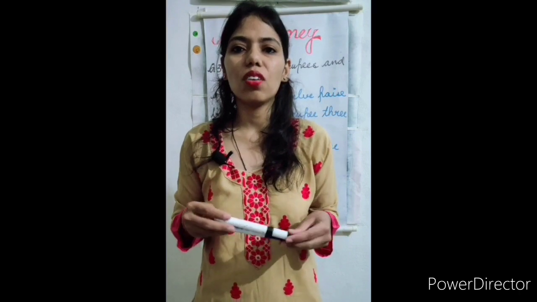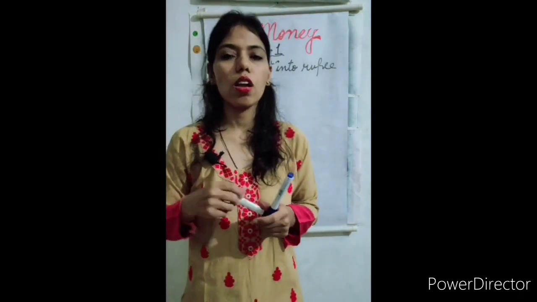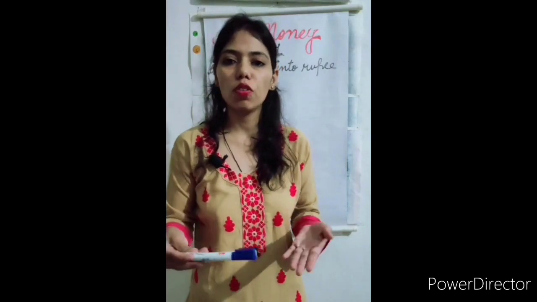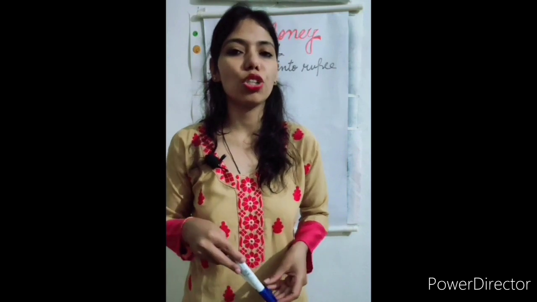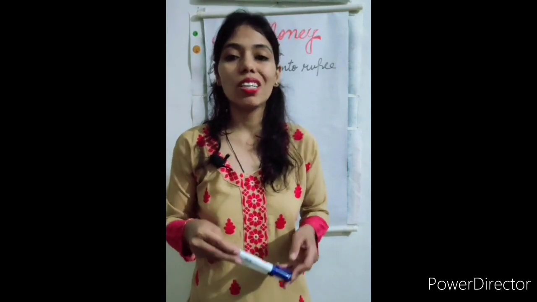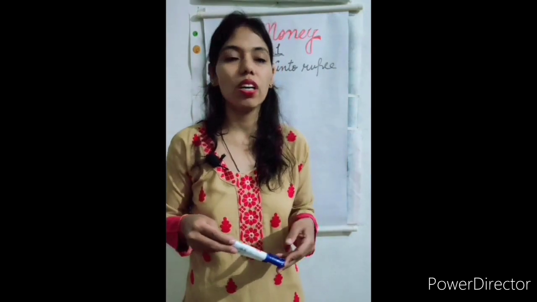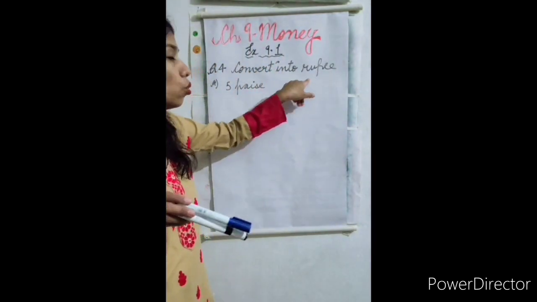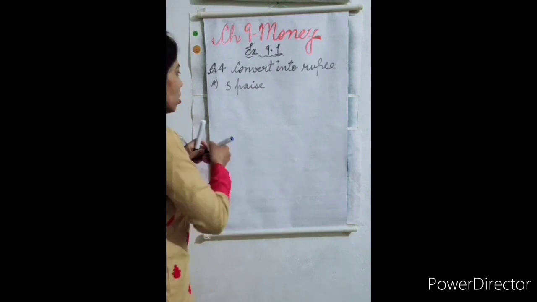Question number 4 is convert into rupees. Part A of this question is 5 paise. Here we have to convert this 5 paise into rupees. How will we do it? What we have done in question number 1, same we will do here. As paise is a smaller unit and we have to convert into rupee, the bigger unit, we will divide.